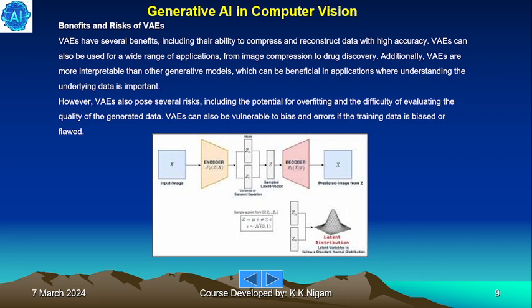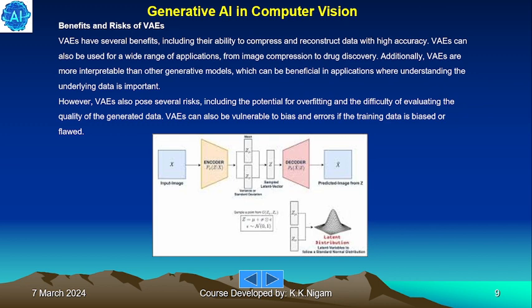Benefits and risks of VAEs. VAEs have several benefits, including their ability to compress and reconstruct data with high accuracy. VAEs can also be used for a wide range of applications, from image compression to drug discovery. Additionally, VAEs are more interpretable than other generative models, which can be beneficial in applications where understanding the underlying data is important.